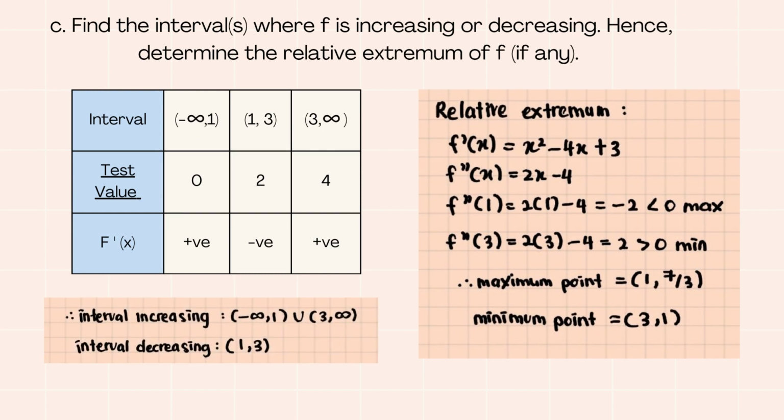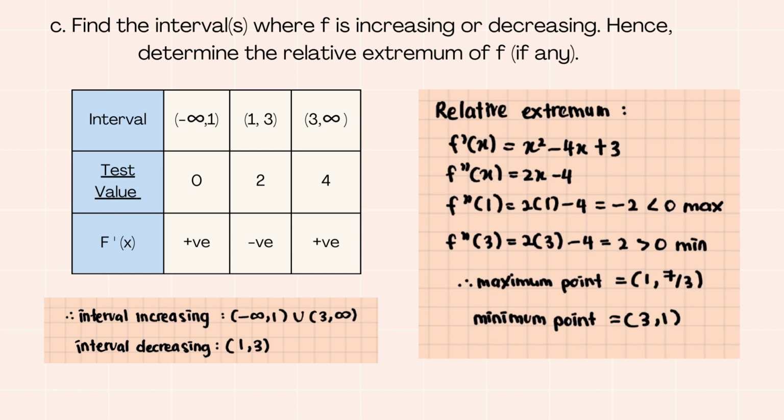The last step to get the intervals of increasing and decreasing is that we need to construct a test table which includes 3 and 1 as interval boundaries. As shown in the slide, we choose any number in each of the intervals and substitute it into the f prime x function, and we will get the intervals of increasing and decreasing as shown in the slide.